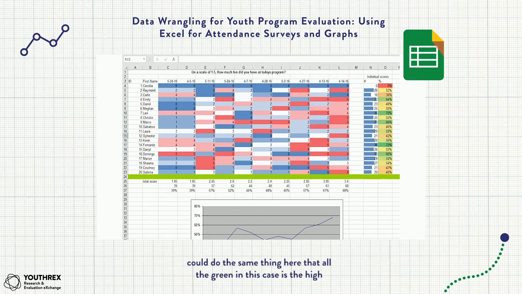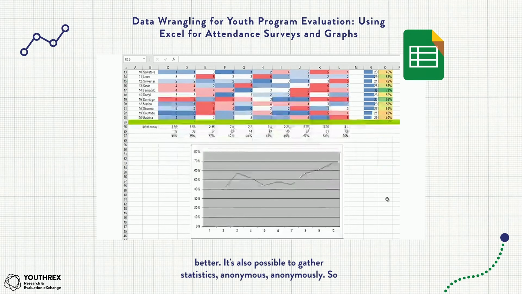We could do the same thing here, where all the green in this case is the high scores. So we could see right away who was satisfied and who wasn't. And maybe we could follow up with some of the people like Courtney and Sabrina at the bottom to figure out why they weren't satisfied and what we could have done better.